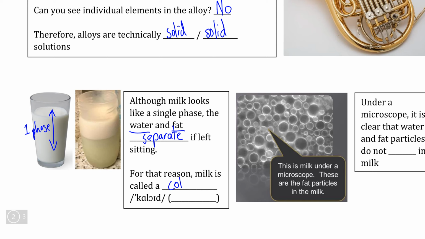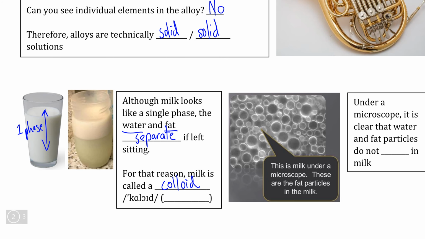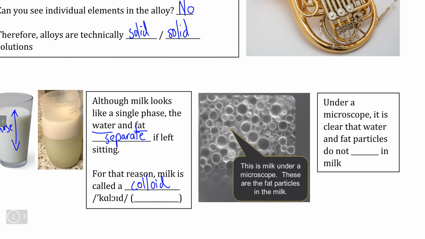And for that, we call it a special mixture that we call a colloid, which again is a mixture of two different substances where they're effectively forced to be together, but will separate if given enough time. Under a microscope, it is painfully obvious that water and fat particles do not actually mix, because we can see the individual fat particles forming spheres like this, and the space in between is the water, showing that the compounds clearly don't match.